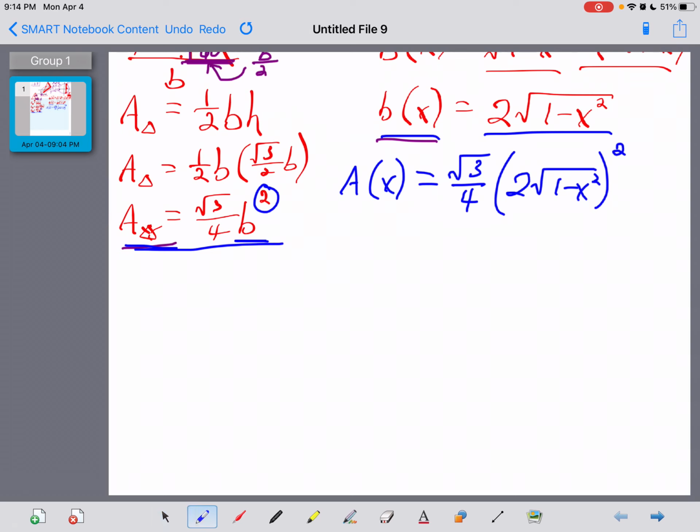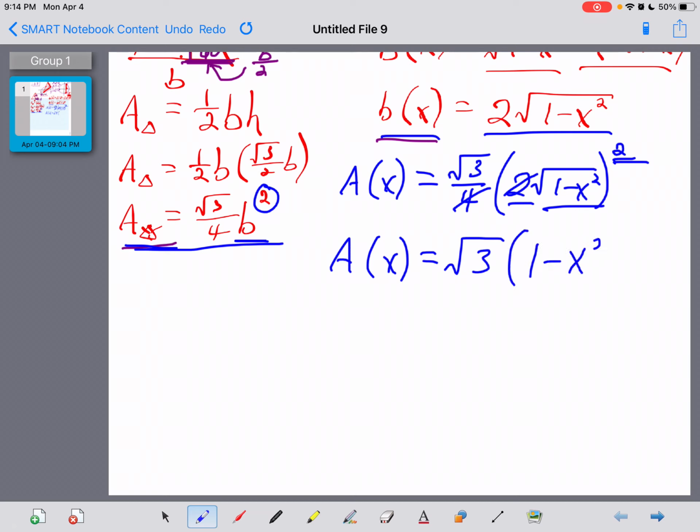Okay, so let's see if we can clean this up a little bit. We're squaring this binomial right here, so this 2 gets squared and becomes a 4, which is going to cancel with this 4 right here. This square root gets squared, and the square root just disappears. So a of x then is going to equal a root 3, and then just times the quantity of 1 minus x squared, because again, the square root and the square cancel each other out.